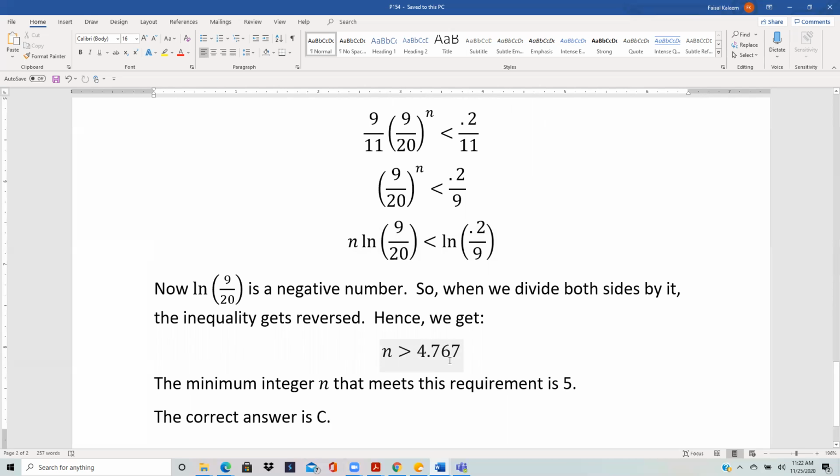Note here that we are not saying it's 5 because 4.767 is greater than 4.5. Even if this had been 4.1 and you were seeing n greater than 4.1, you would still have 5 as the answer, because the minimum integer greater than 4.1 is 5. So this is not a case of mathematical rounding, but a case of understanding what the problem is saying, and you have to round it up to the next integer no matter what. So the 5 was choice C.